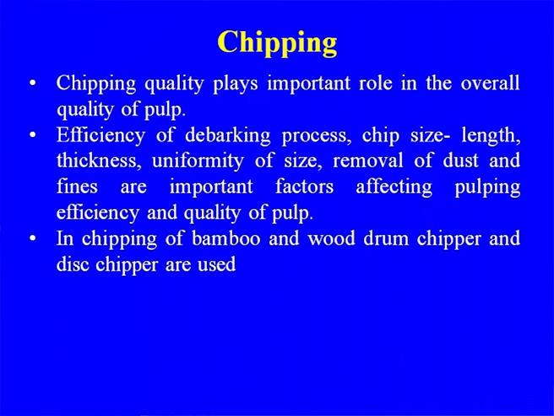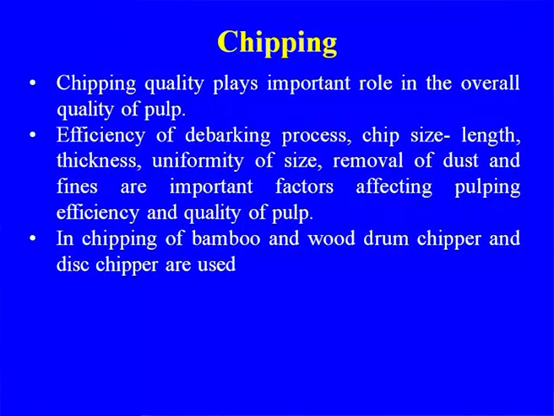That is the reason why sometimes, in the case of wood and bamboo, we also wash the raw material. It is important, because these impurities would otherwise go along with the pulp, so you have to go for this cleaning. That plays a role in chipping of bamboo and wood, using drum chippers. Now, the new generation of wood drum chippers are high capacity, and we also use the disc chipper.